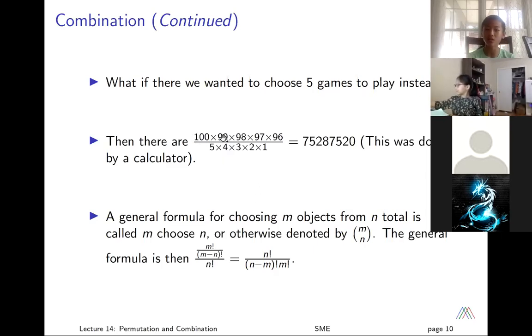Basically, that's this: 100, 99, 98, 97, 96. Then, because you can order these objects, you divide by m factorial. So I made a mistake here. I think these two should have been switched. So you can move this n minus m factorial down here, and you get n factorial over this thing.